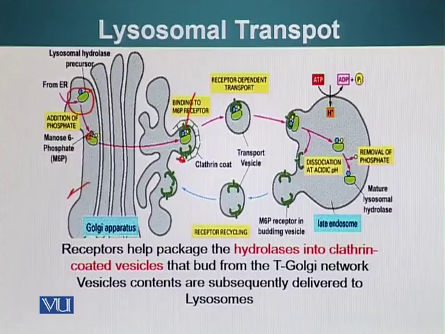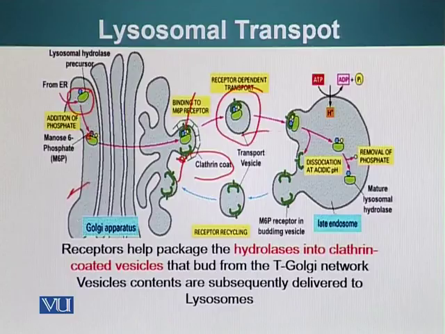We have talked about COP1 and COP2. In this case, the coat protein is the clathrin coat, and this will result in formation of this vesicle. Once this vesicle has been formed, it will be released from the trans-Golgi network. The clathrin coat will shed, and this transport vesicle will now fuse with the late endosome, delivering its cargo. Here, the pH is 5.